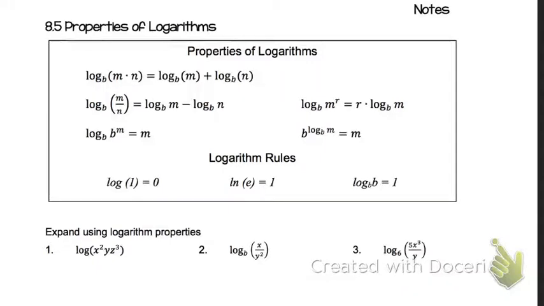So with 8.5, we're going to learn the properties of how to condense and expand logarithms. This is going to help whenever you see a question that says simplify. So we'll be condensing and expanding.